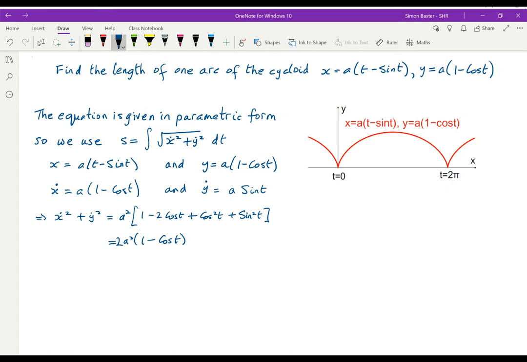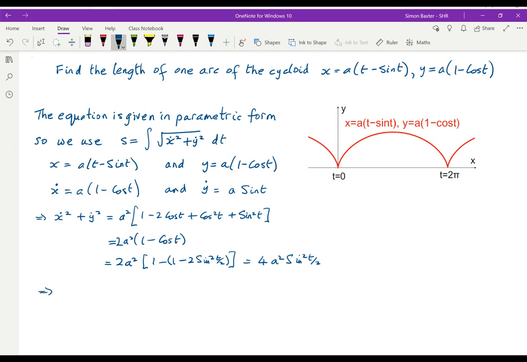Well, you should be familiar by now with 3 ways of simplifying cos t with double angle formulae. And the one that we want is 1 minus 2 sine squared t over 2. Double angle formula. 1 minus 1 disappears. Minus minus is plus. 2 times 2 is 4. 4a squared sine squared t over 2. So that is x dot squared plus y dot squared.